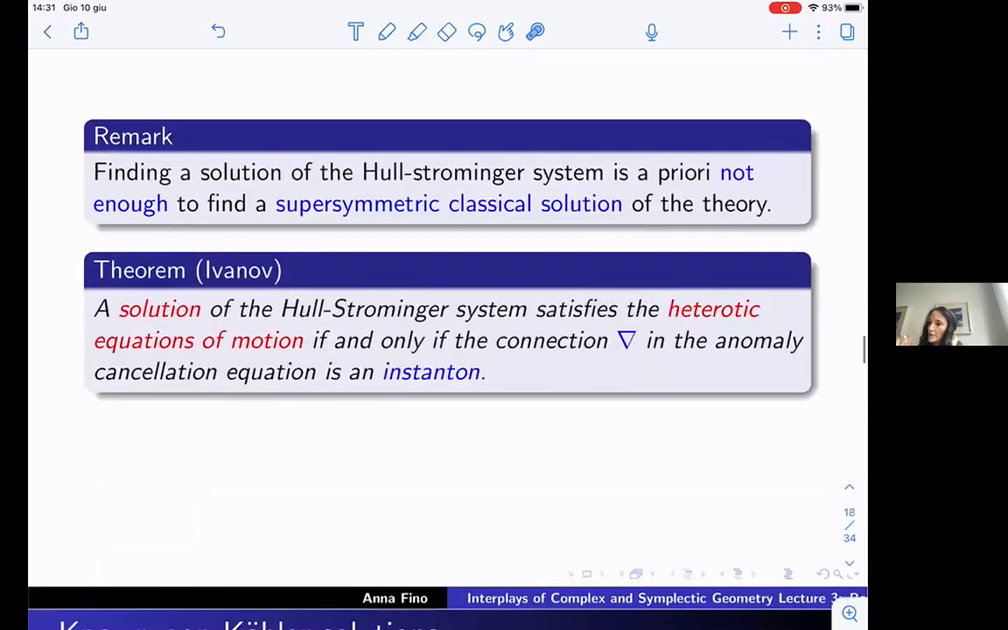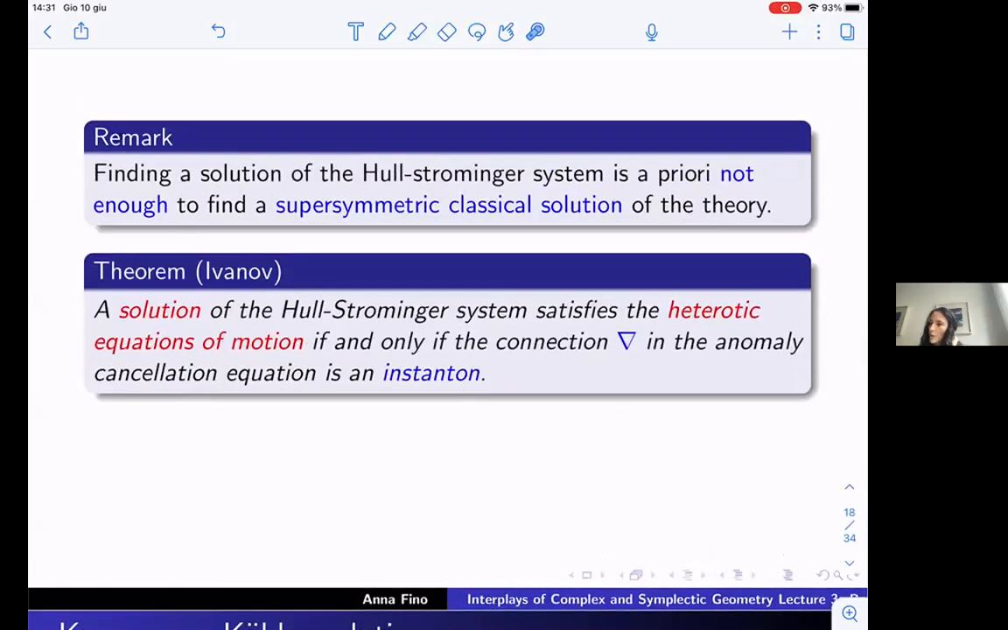Okay, here I just say a few words if you want really to see the physics situation, okay? You need to impose an extra equation, and that means that your nabla has to also be an instanton. So our nabla has to satisfy the equation that I wrote before for F, for the curvature of the Chern connection. So it's also a Yang-Mills connection.